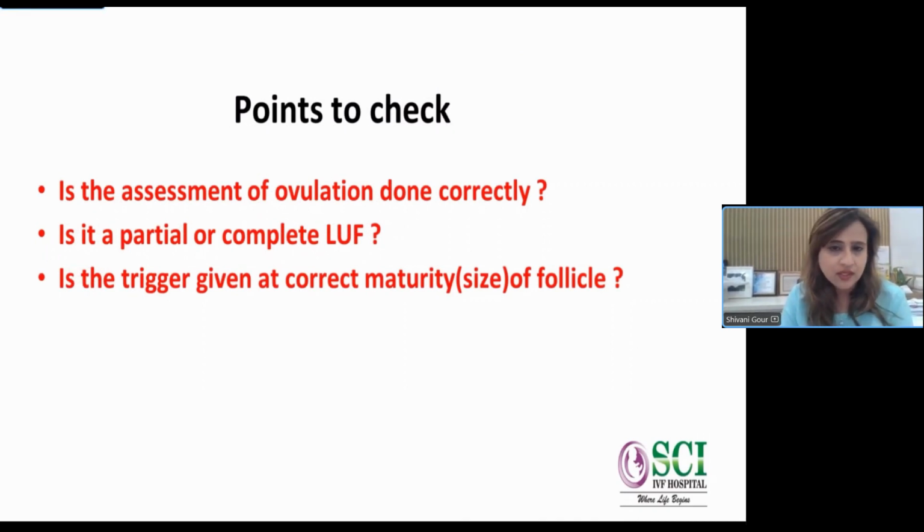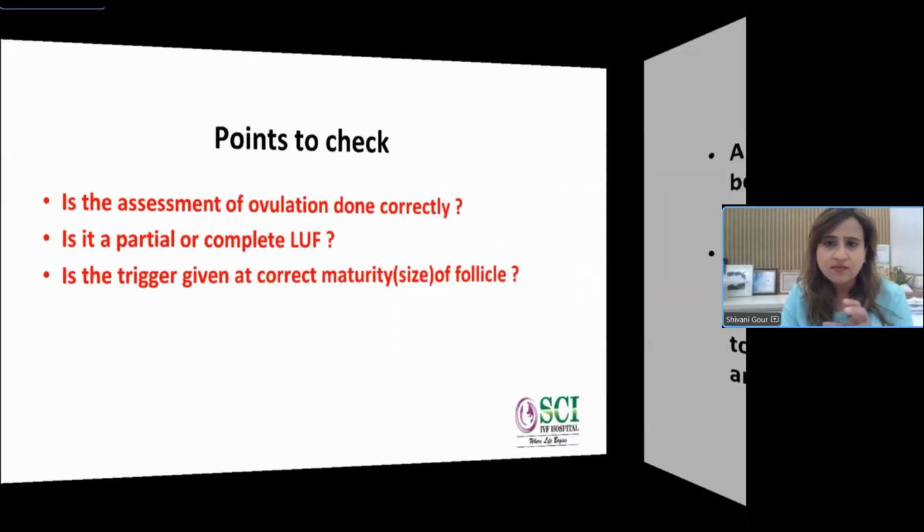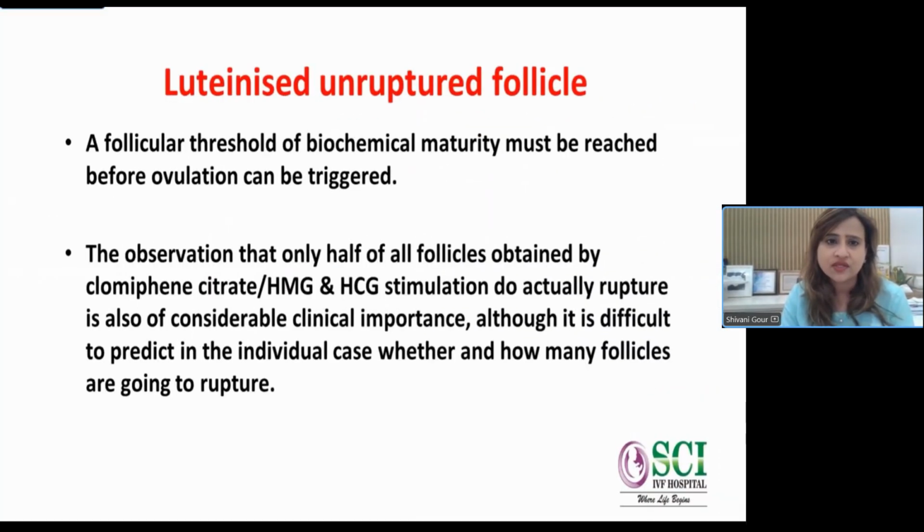Is this a partial or a complete LUF? Is the trigger given at the correct time of maturity of the follicles? Only half of all the follicles that you get by CC or HMG and HCG do rupture.